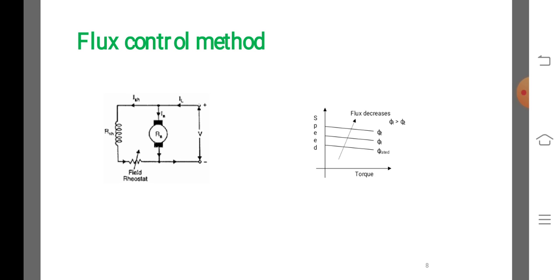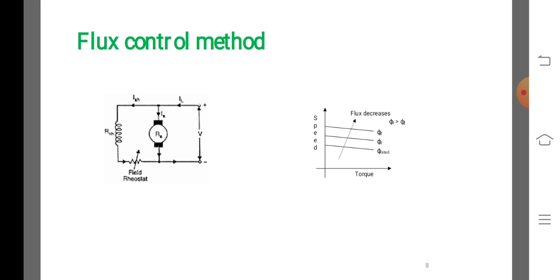So we can conclude that the flux control method is a very important method of speed control for DC shunt motors. It is based on the fact that by varying the flux Φ, the motor speed N, proportional to 1/Φ, can be changed, and hence the name flux control method. In this method, a variable resistance known as the shunt field rheostat is placed in series with the shunt field winding, as shown in this slide.